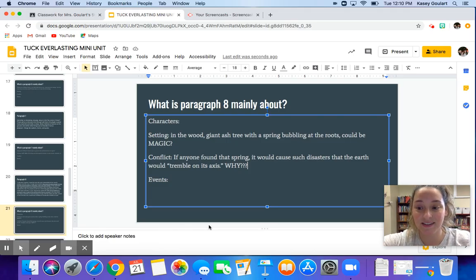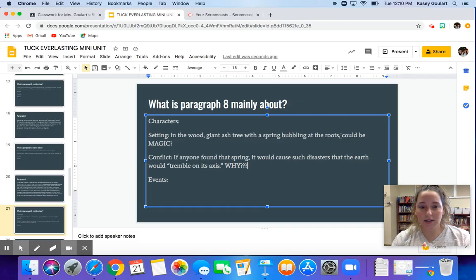Okay, this one's a little much. I have stuff underlined for a specific reason, as you could tell. So, any new characters introduced? No. Setting. We are more specific with our setting. So, we're introduced to if they would have had the road go through the woods, it would have led to a giant ash tree with a spring bubbling at its roots, kind of like a fountain at the bottom, just producing water at the roots of this tree.